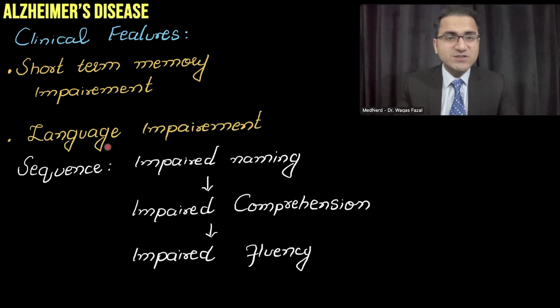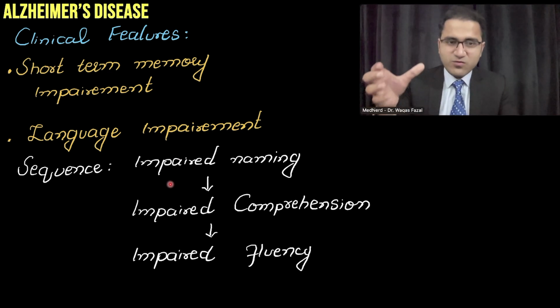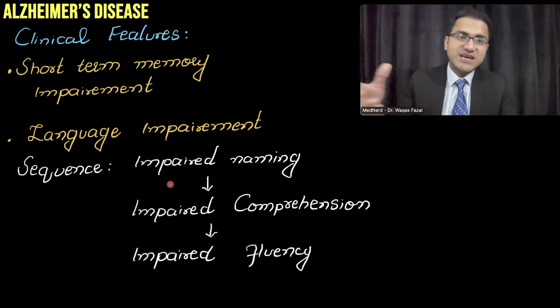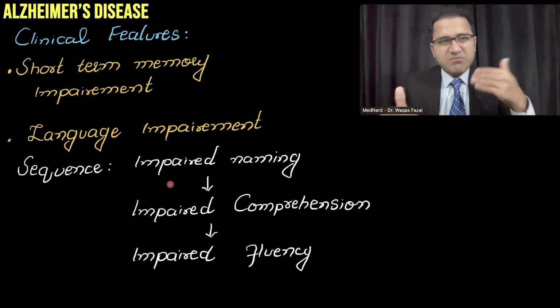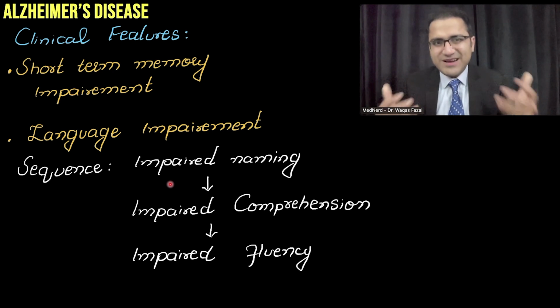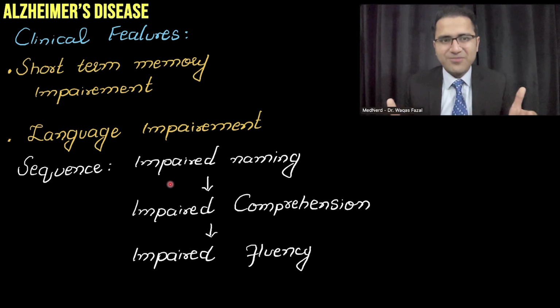These patients also experience language impairment. In the language impairment, it occurs in a sequence: initially they have impaired naming. They forget the names of things. For example, if they want a glass, they will say, give me that bottle. If they see a cat, they will say, this is a dog. So they will have impaired naming of things and they don't even realize that they are saying it wrong.